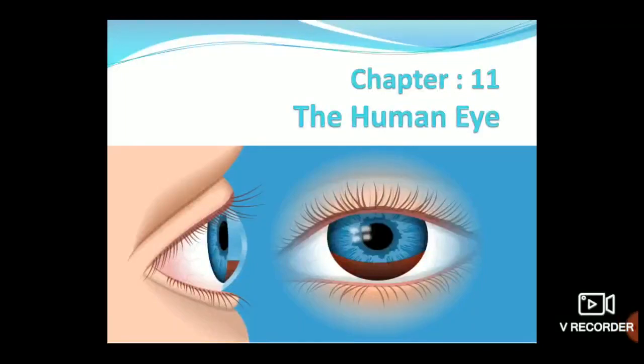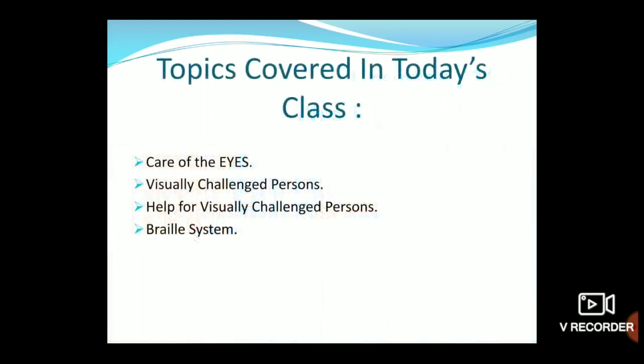In the previous class we discussed the chapter The Human Eye. In that we discussed the working of the human eye, persistence of vision, range of vision, defects of vision and their correction. So in today's class we'll discuss a few more topics about taking care of the eyes.